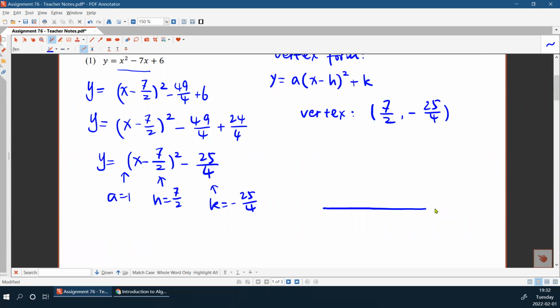And now you can sketch the vertex on the 2D system. So 7 over 2 is around here, and negative 25 over 4 is around here. So suppose this is our vertex.